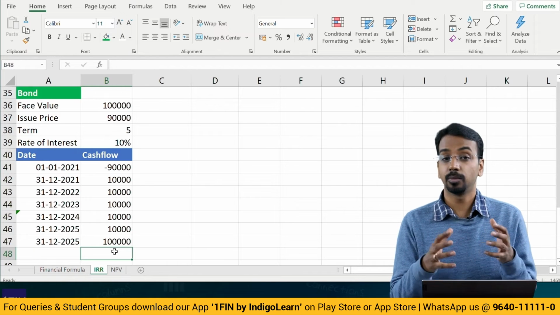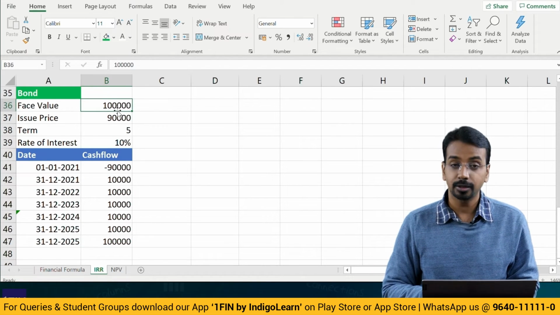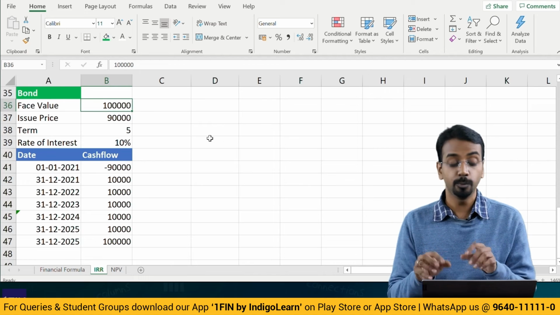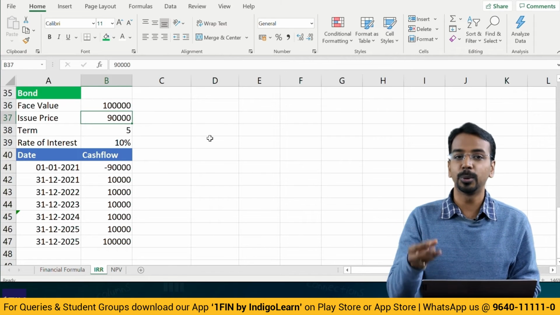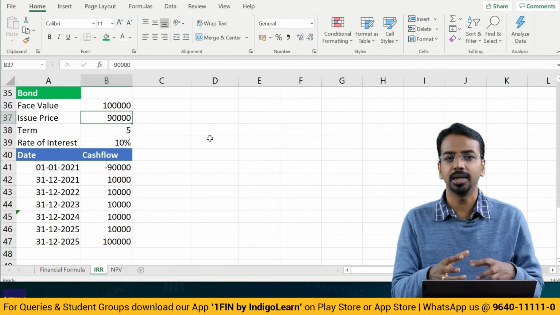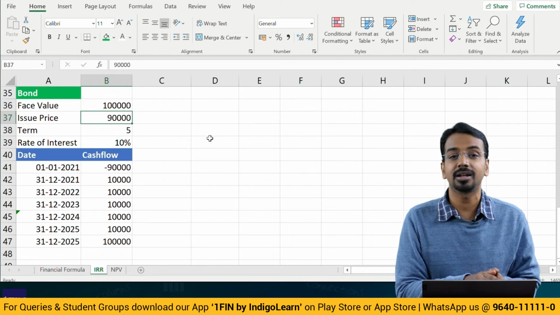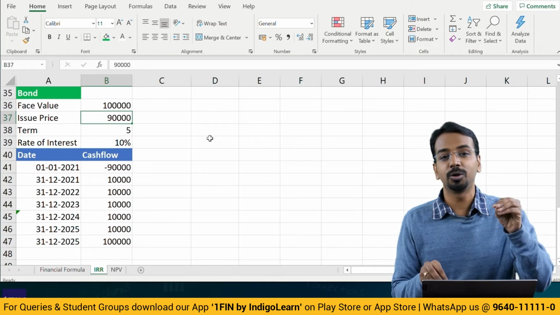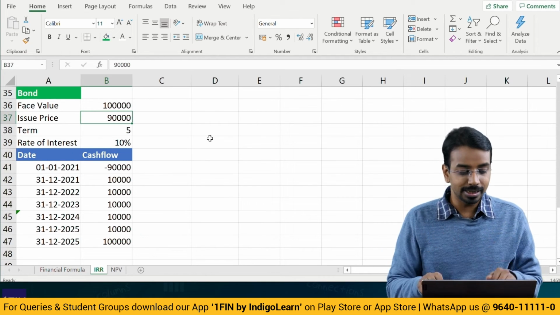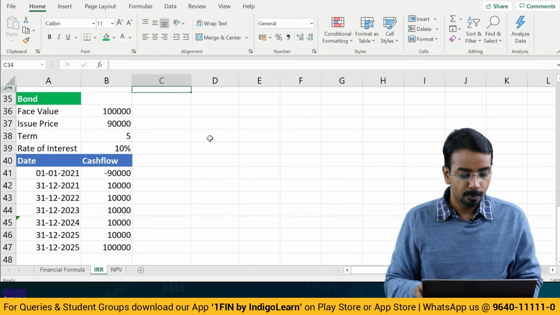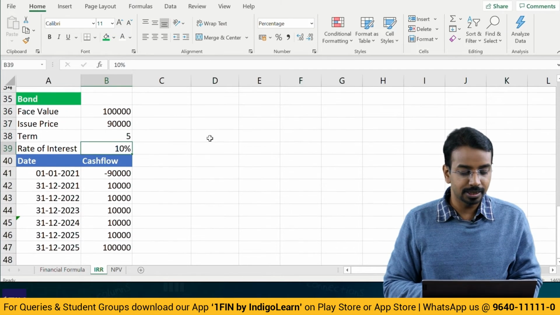Now say there is a bond which has a face value of 1 lakh, right? That is what is the face value, and it has been issued to the investor at 90,000. So basically the issuer got it at a 10% discount. So what is the amount that the investor has put into the bond? He has put in only 90,000. On this he is entitled for 10% rate of interest.